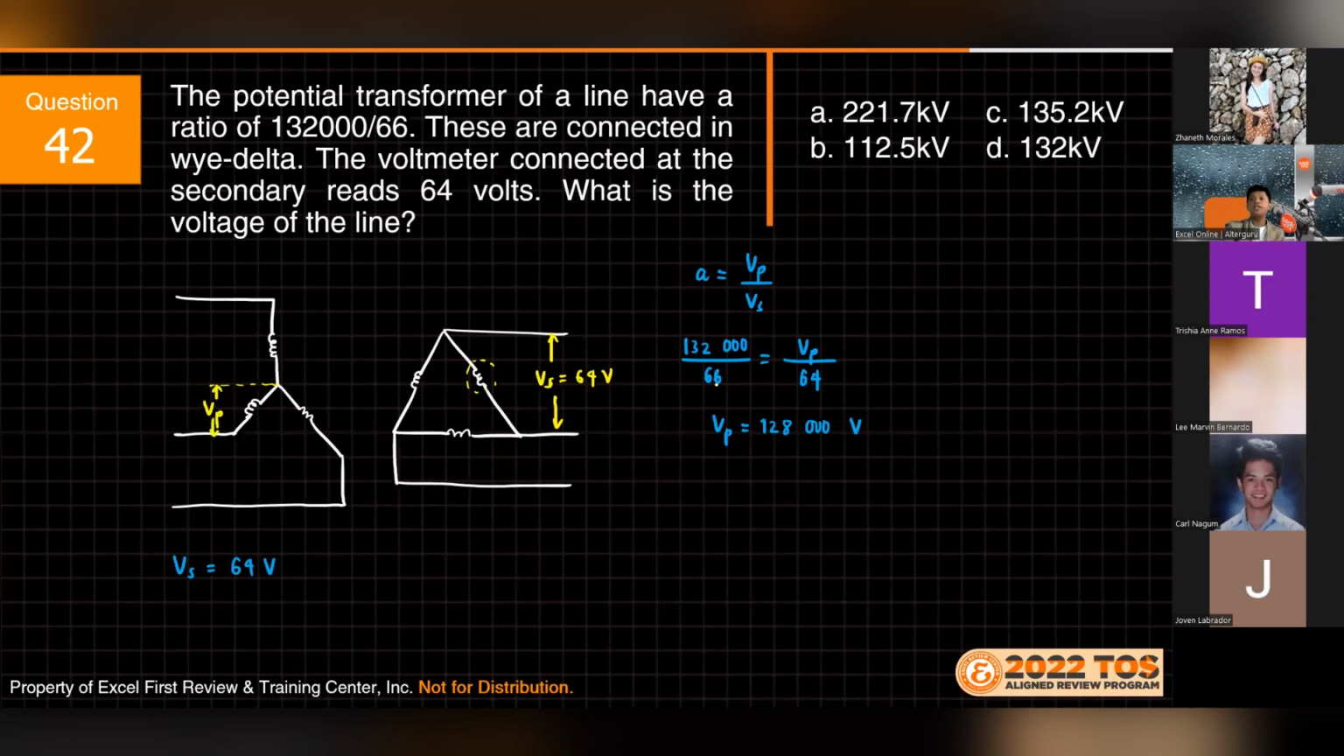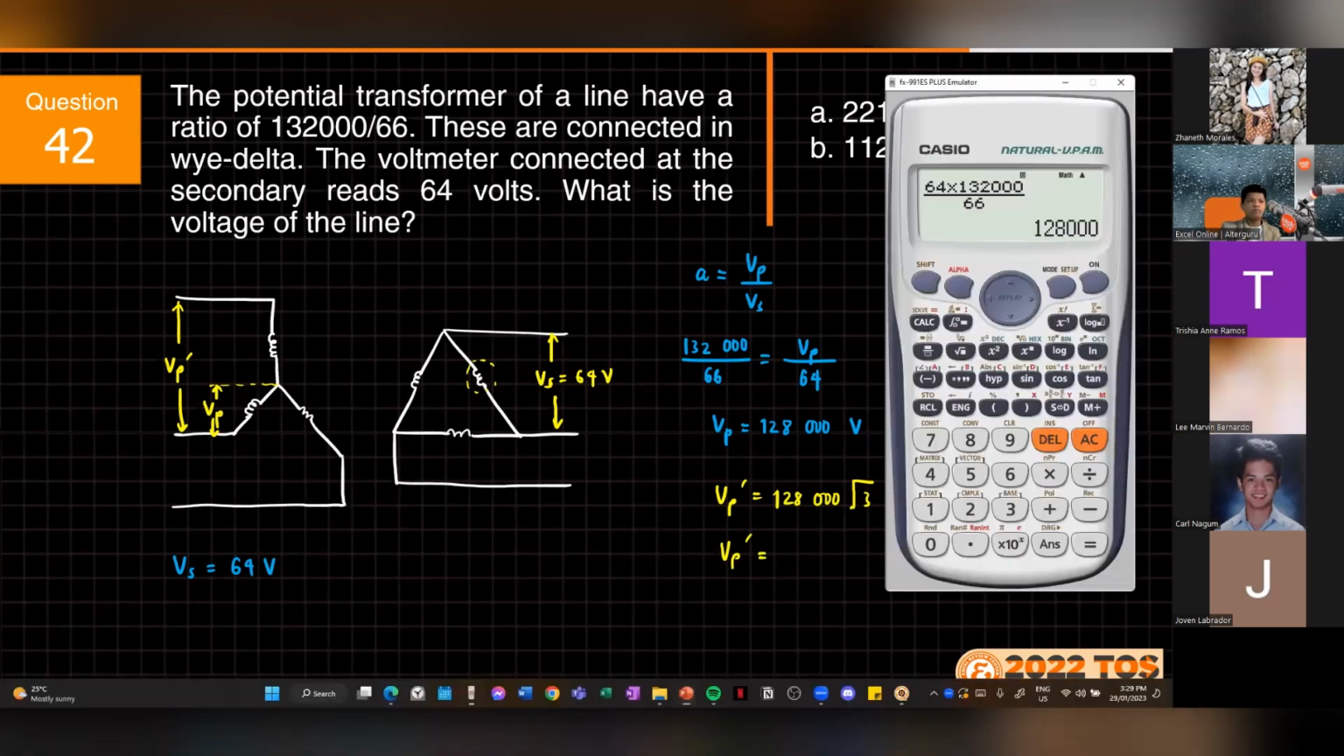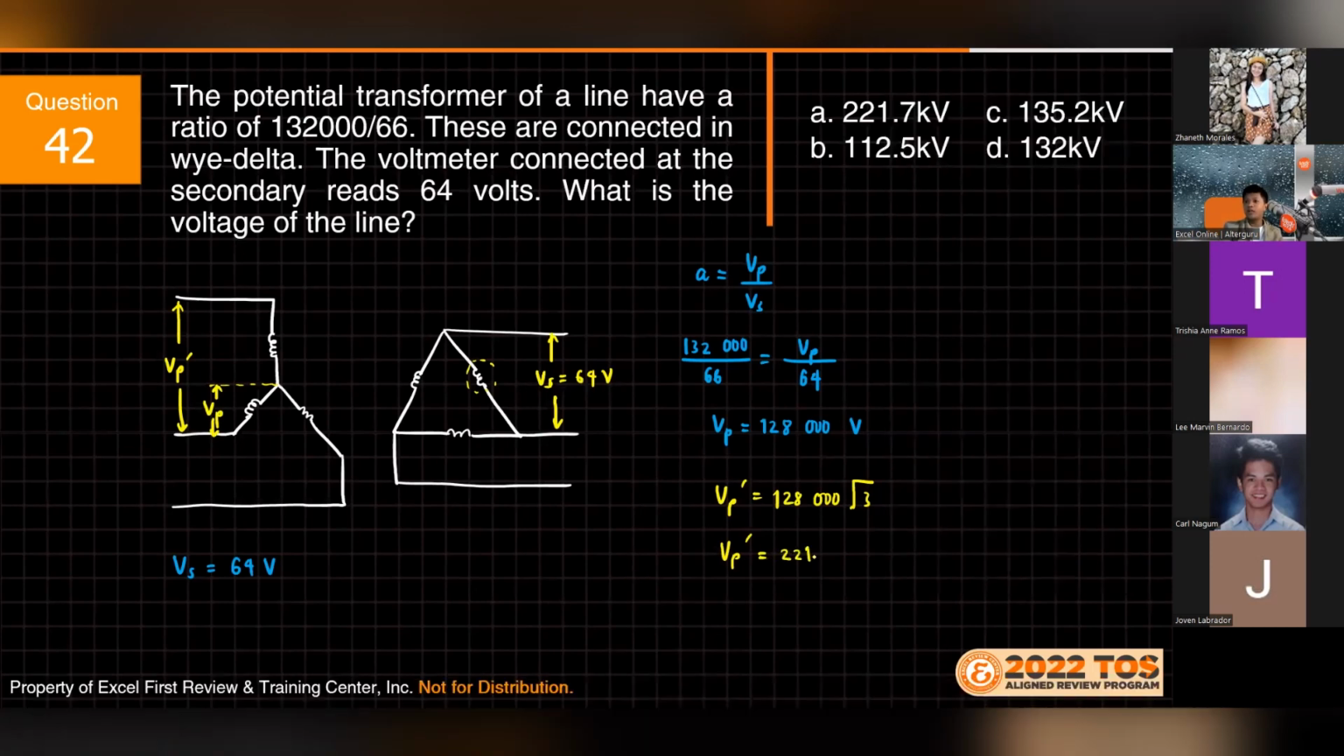Ang hinahanap niya kasi, what is the voltage of the line? Okay? So, let's name this one as VP prime. The VP prime is 128,000. But of course, we have to multiply it by square root of 3. Okay? Kasi that's the difference. Yung multiplier para makakuha ng 3-phase. 128,000 times square root of 3, which is 221.702 in kilovolts. Okay? So, ibig sabihin, we have the letter A as our answer for that.